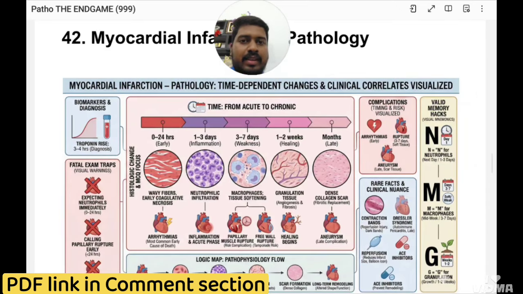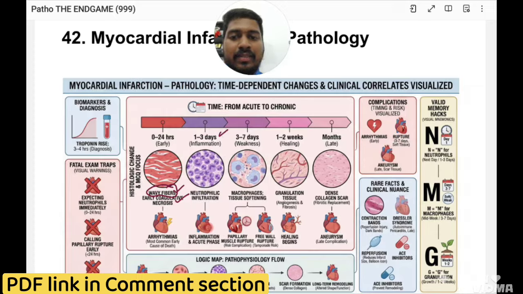What is important from the pathologist's perspective is the timing of myocardial infarction, what histological changes occur. That's why everything is summarized in a single slide. In the first 24 hours, there is early coagulative necrosis. I told you coagulative necrosis, MI is one of the most important examples. There are wavy fibers because of coagulative necrosis, and during these 24 hours, arrhythmia is very common. The most common cause of early death in MI is arrhythmia secondary to myocardial infarction.